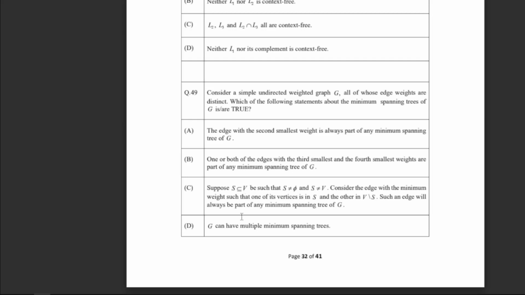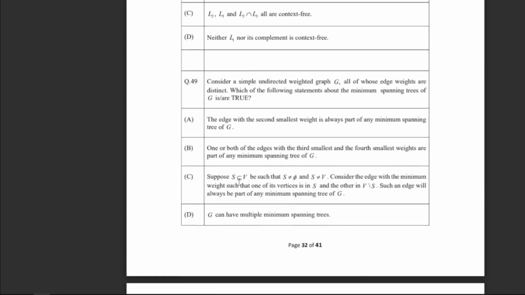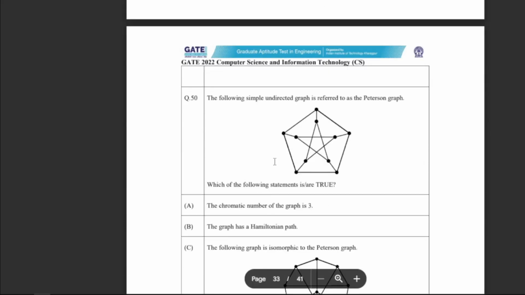And C. Suppose S is a subset of V such that S is not empty and S is not V. Consider the edge with the minimum weight such that one of its vertices is in S and the other in V minus S. So such an edge will always be part of any minimum spanning tree of G. So for 49, our answer is A, B, C, all three.